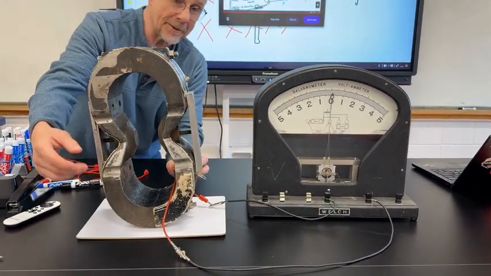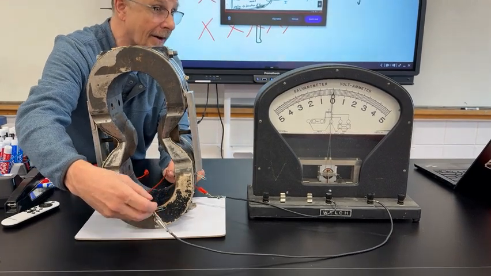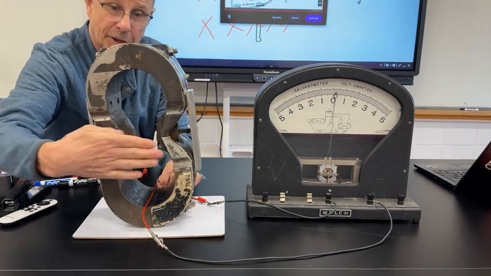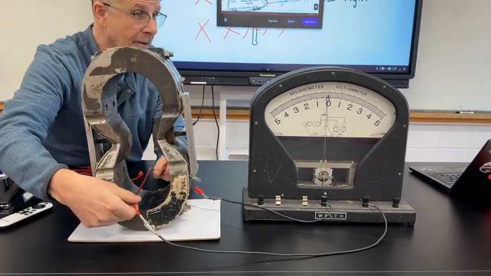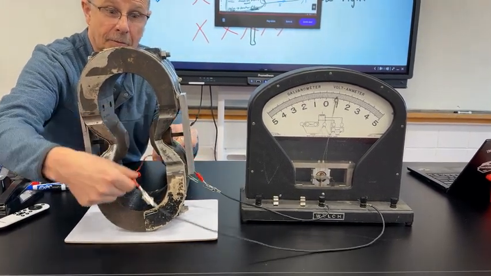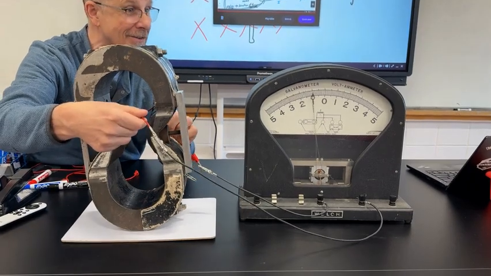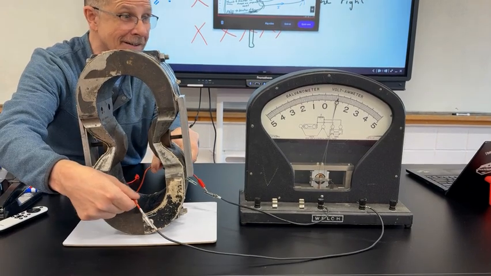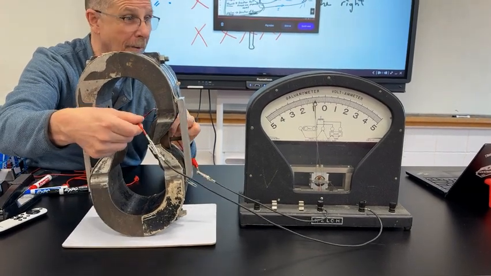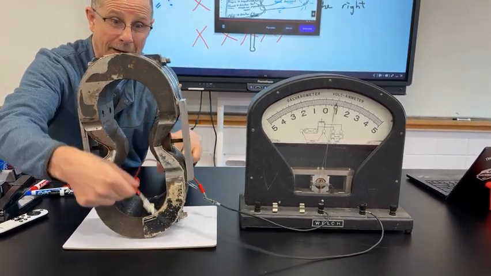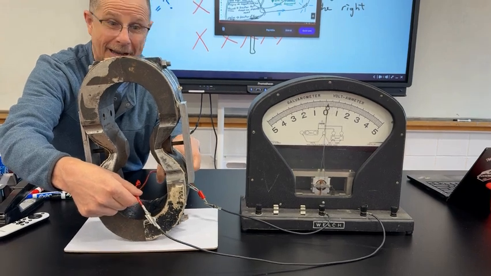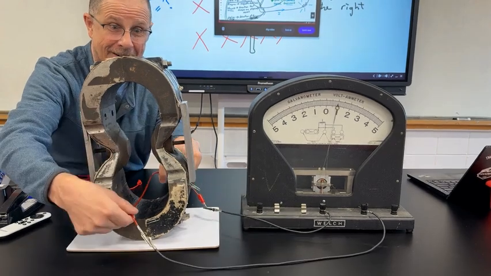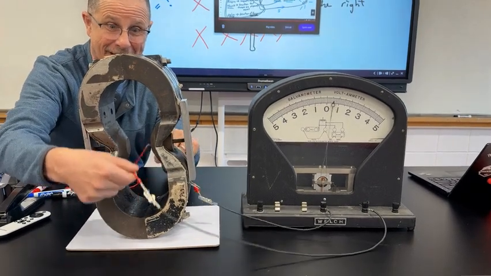Now watch what happens when I physically move this wire and I move it through this magnetic field. The field lines are going this way. I just move the wire through the magnetic field and I'm generating a current. And notice when I move the wire one way, the current goes one way, and when I move the wire the other way, it goes the other way. So I'm generating current here that keeps alternating the direction.